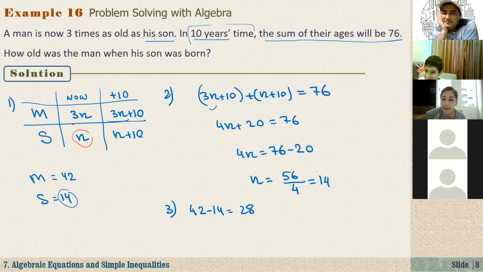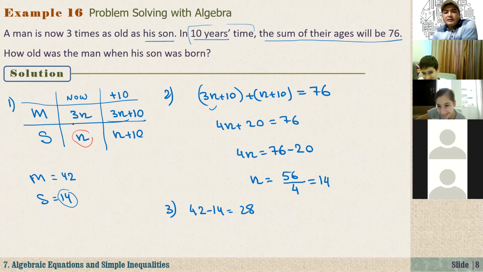So right now we calculated the son's age 10 years from now. If 10 years from now, the son's age is 14, that means 10 years ago, it's 4. So 4 multiplied by 3. So when the man had his child, he was 12.